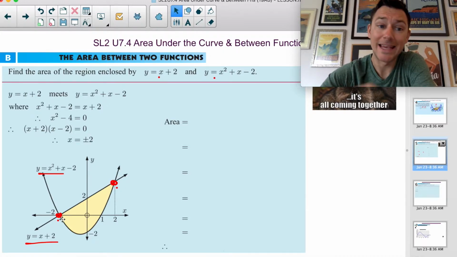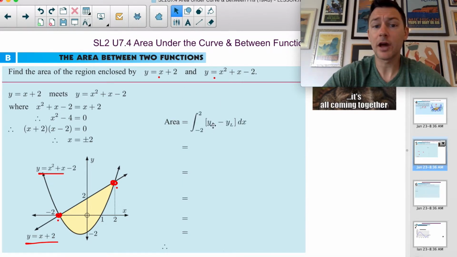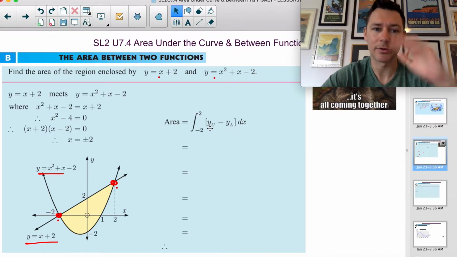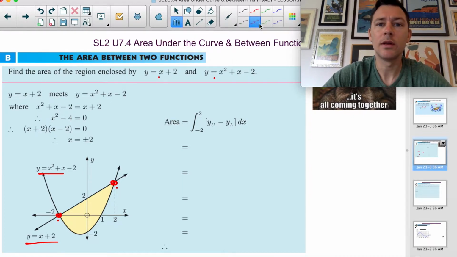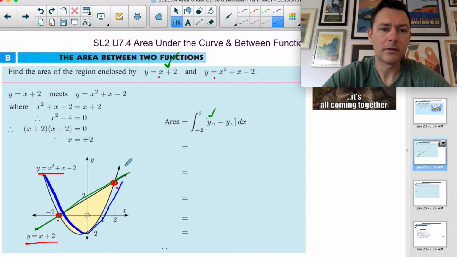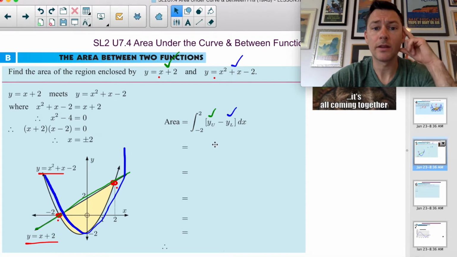Great. So we're going to integrate between -2 and 2. The area is the region bounded by the upper boundary minus the region bounded by the lower part. So that's this piece, and the quadratic is the lower boundary, so that's this piece, yeah?